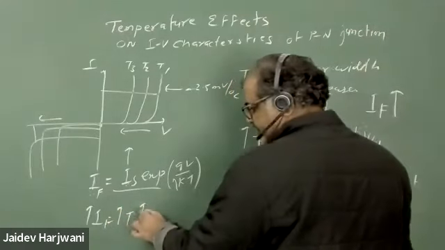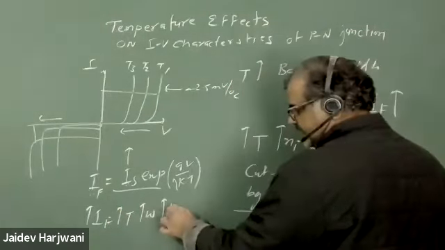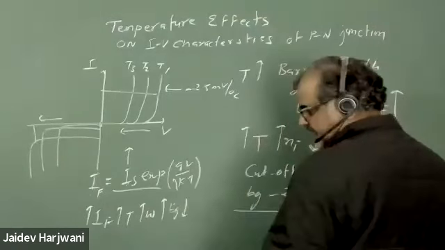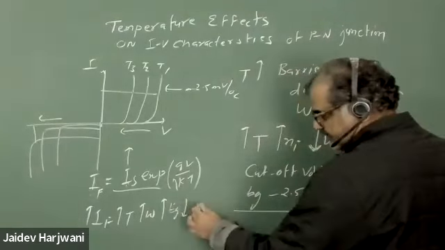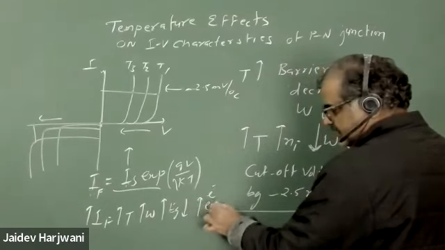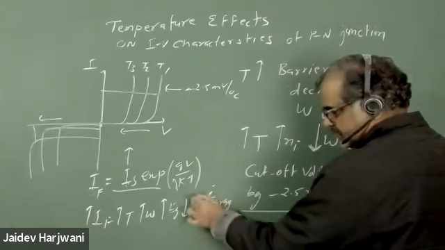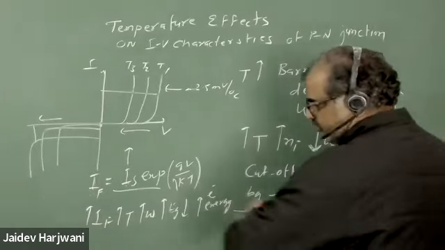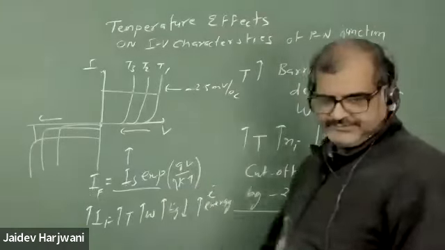Because the width decreases, the band gap decreases, so the electron energy becomes higher. The electron energy increases, so the flow of current increases.